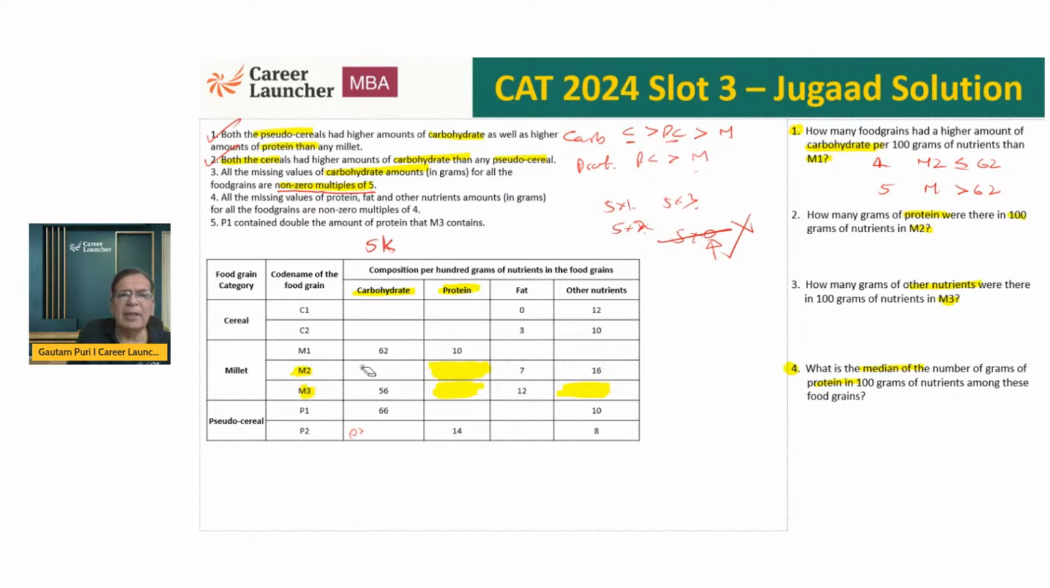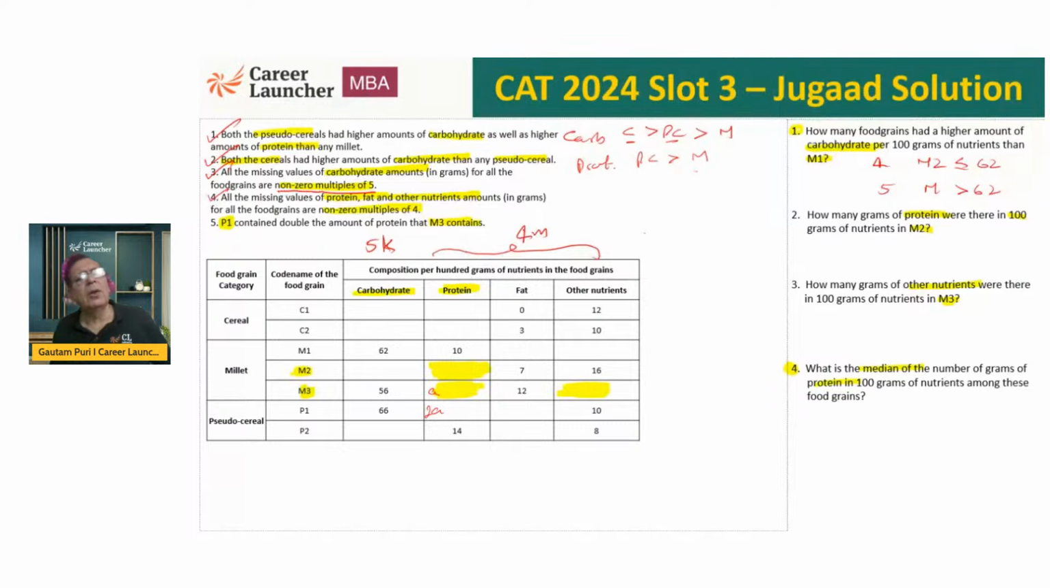Sorry, statement 5. P1 contained double the amount of protein that M3 contains. Let me assume M3 has A units of protein. So what will P1 have? 2A. Okay. Now let's go back.